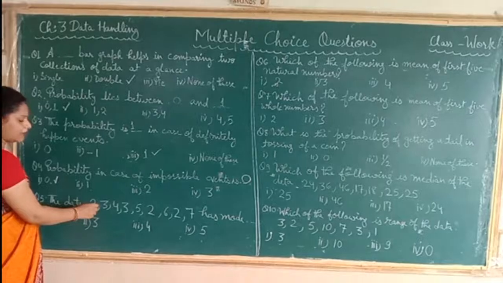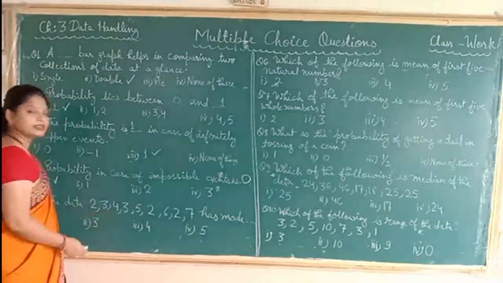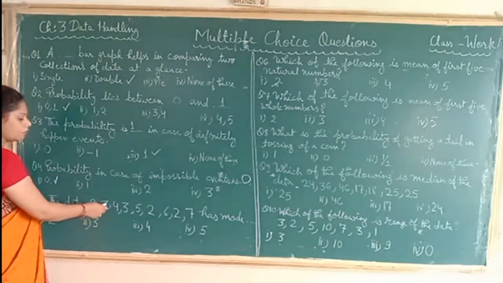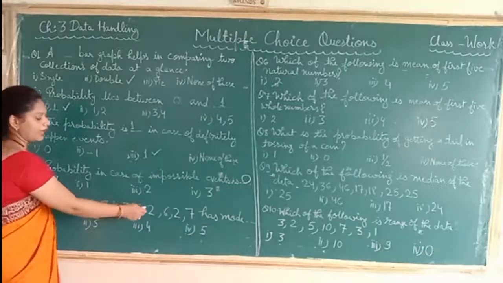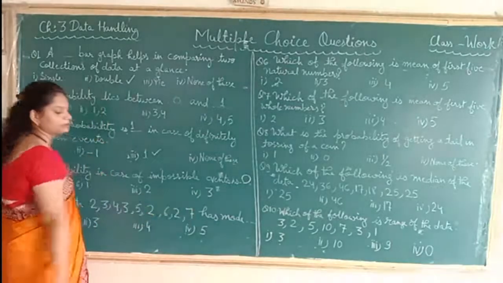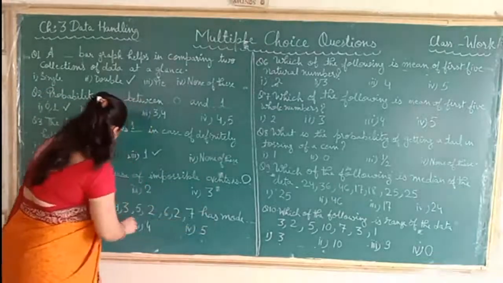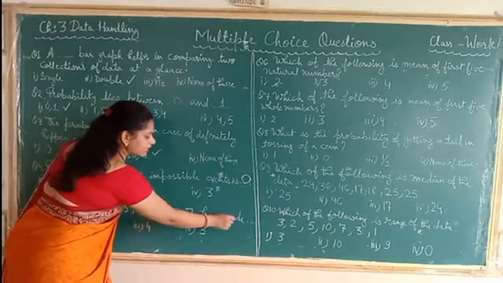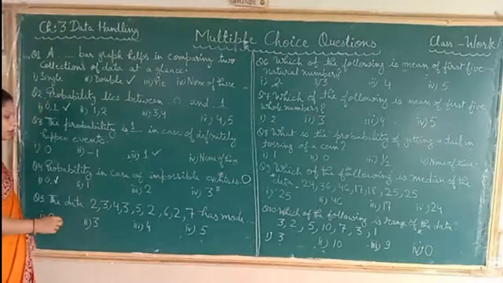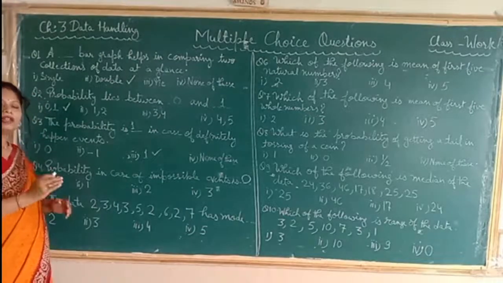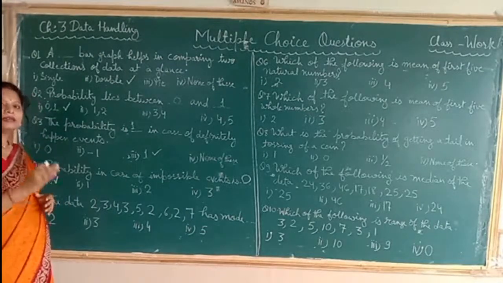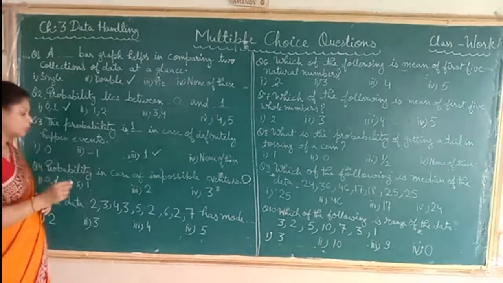Here one series of data is given: 2, 3, 4, 3, 5, 2, 6, 2, 7. And we have to find out its mode. So the data has a mode. What is the mode here? We know it very well. Mode is the maximum frequently occurring value.